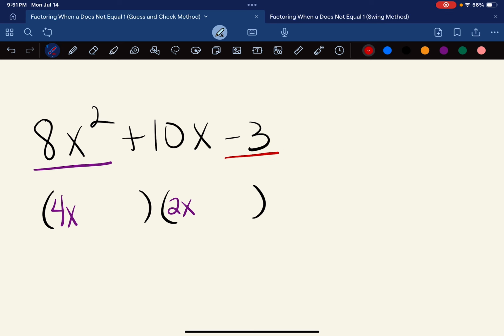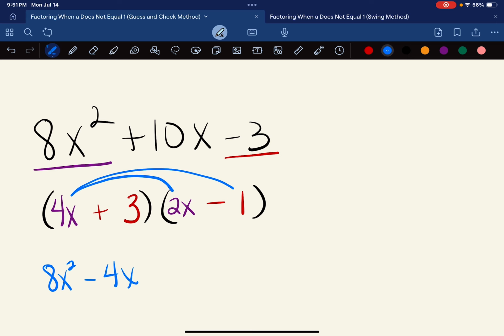So two values that I can multiply together to make a minus 3 are 3 and 1, but I'm not really sure where I should put the plus and the minus, so I'm just going to pick. There's my guess. Now let's check. So when I multiply 4x times 2x, that gives me 8x squared. And then when I multiply 4x times our minus 1, we get minus 4x. Then, of course, we multiply 3 times 2x, and that will give us a plus 6x. And then 3 times that minus 1 gives us a minus 3. Again, our first and last terms look good. They match the original problem.